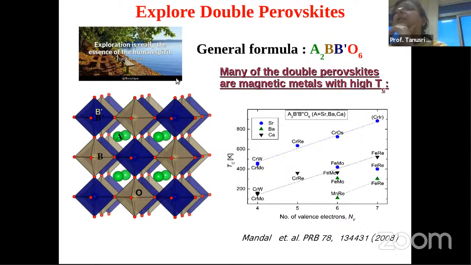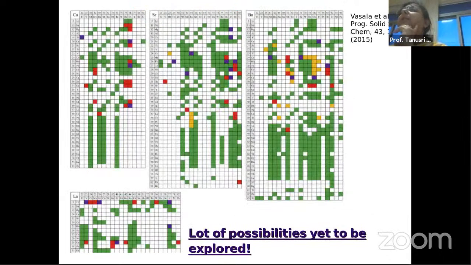Why did we think of taking this particular family? That is a plot of magnetic transition temperature in many of these double perovskite compounds, and you find that many of them are above room temperature and some are even exceeding 600 or 700 Kelvin. This is a very nice review article from Vasala, which came up in Progress in Solid State Chemistry.